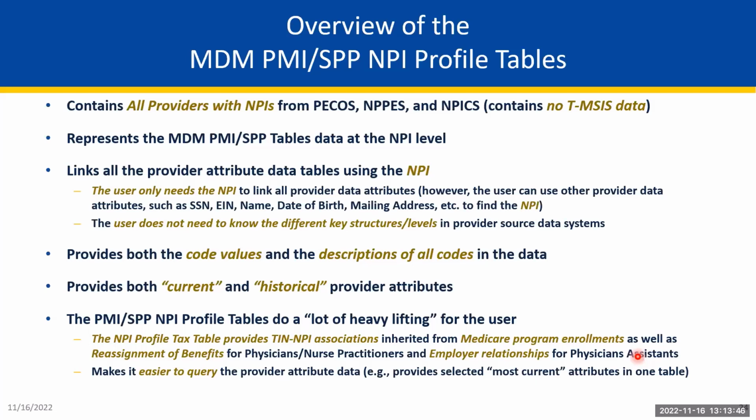The NPI profile tables have both current and historical provider attributes. And one more thing I'd like to bring to your attention is that there was a lot of heavy lifting involved in creating these NPI profile tables, especially to represent reassignments of benefits, or the NPI and TIN relationships like employer-employee relationships, reassignments, or the self. That level of complexity is already taken care of in the back end, and the table is readily available for you to use.